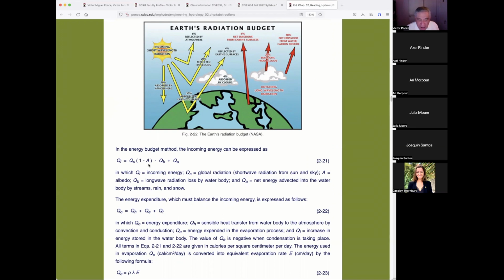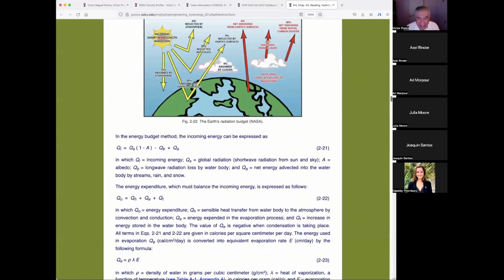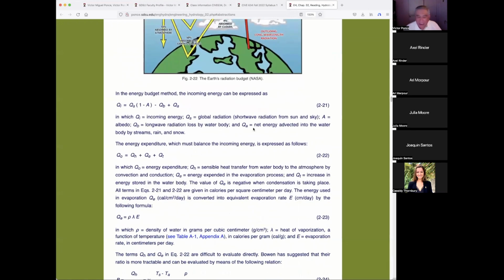So the albedo is reducing the amount of energy that is retained; the global radiation gets reduced by the albedo. Then we have long wave radiation lost by the water body and net energy advected into the water by streams, rain. So this is a complete balance, but in reality, in practice, we simplify that.